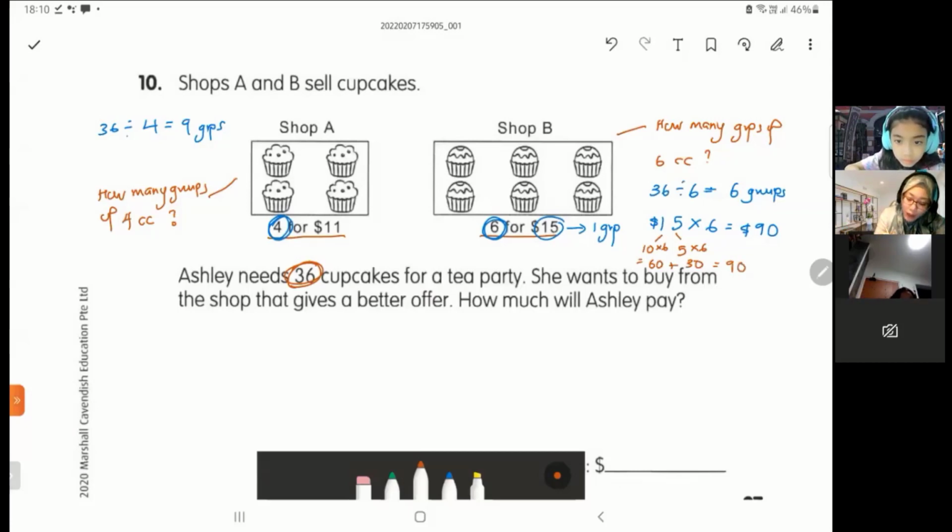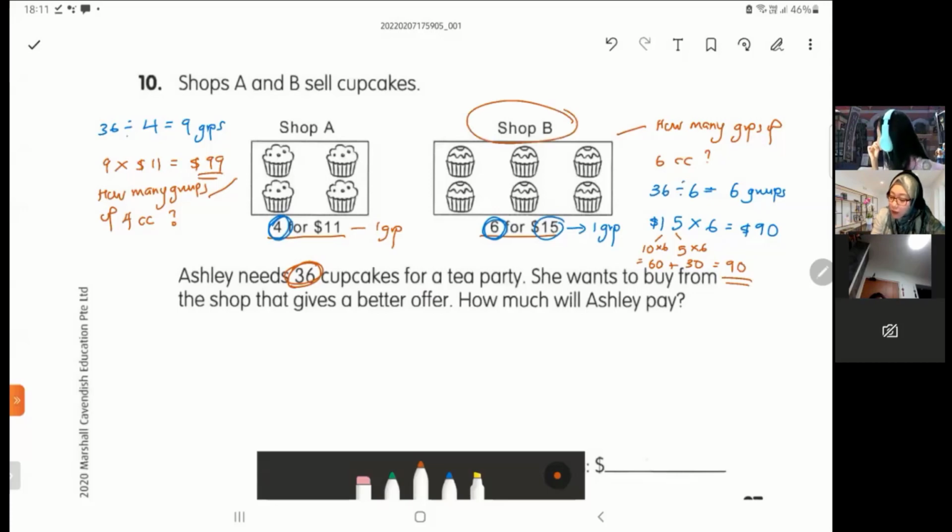Okay, for this one, this is 9 groups, right? So 9 times, this is 1 group cost, 9 times $11 equals $99. So which one will give me a better offer? Which one is cheaper, $90 or $99? Of course, shop B. Okay, so it's $90. Shop B is cheaper. All right.